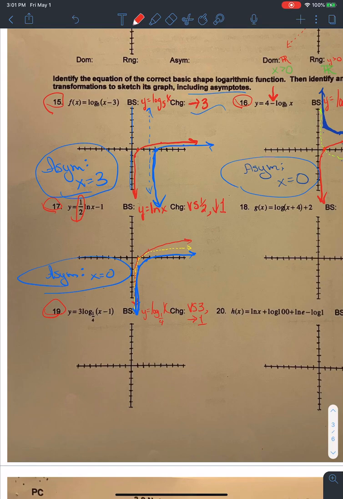Okay, so that being said, let's look at this basic shape first. Since it is a fractional base, that reflects our basic shape. So he is going to look like this.